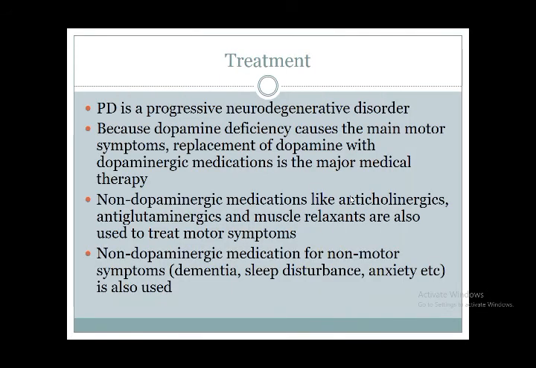So PD is a progressive neurodegenerative disorder. Because dopamine deficiency causes the main motor symptoms, replacement of dopamine with dopaminergic medication is a major medical therapy. Non-dopaminergic medications like anticholinergics, antiglutamatergics, and muscle relaxants are also used to treat motor symptoms. And there are also non-dopaminergic medications that are used for non-motor symptoms, for example dementia, sleep disorders, and anxiety.